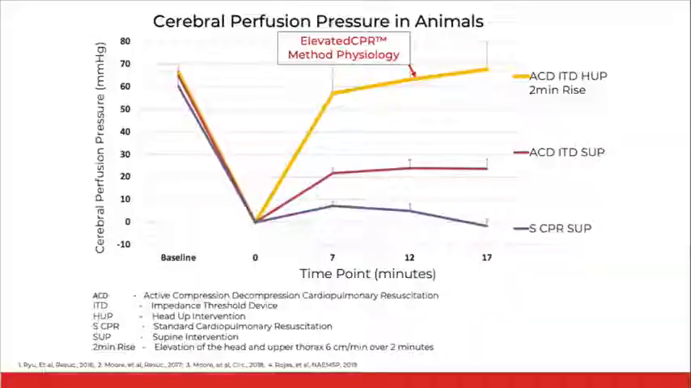not good enough. About 5 years ago, we discovered that if you elevate the head and the thorax in a controlled sequential manner, a technique we called elevated CPR, then you can actually nearly normalize blood flow and cerebral perfusion pressure in animals in cardiac arrest. And most recently, this approach has been used in patients with great success as well. So how does all this work?